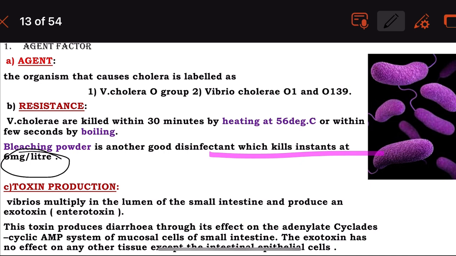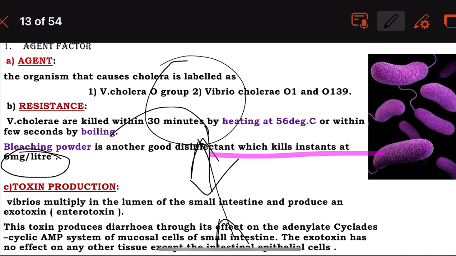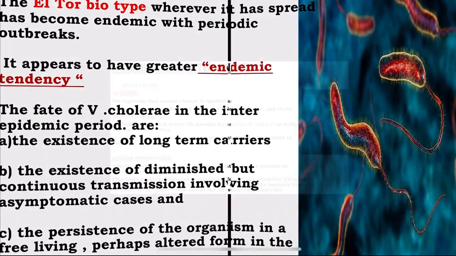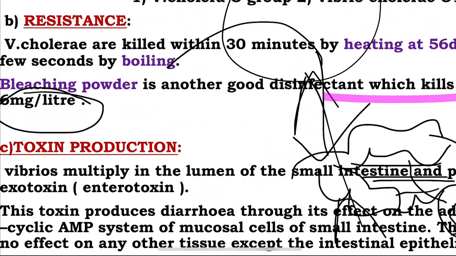So what happens? After entering the human body, the Vibrios travel and enter the lumen of the small intestine. Where does it affect? It affects the lumen of especially the small intestine, and there it produces an exotoxin. Since it is affecting the intestine, it is an enterotoxin.